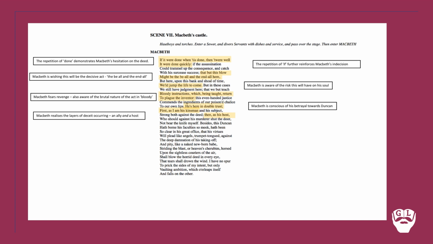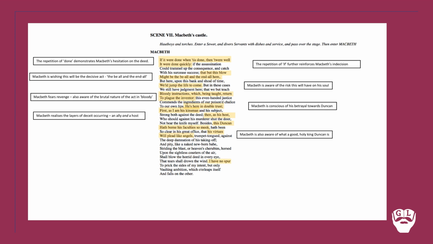Continuing on, we notice how Macbeth mentions how this Duncan "has borne his faculties so meek, his virtues will plead like angels." Here we see how Macbeth is aware of what a good, holy king Duncan is. That Duncan is actually seen by the gods as someone virtuous, most angelic. And in doing so, it will only mean that he will ascend to heaven. Whereas by contrast, Macbeth will further condemn himself to hell.